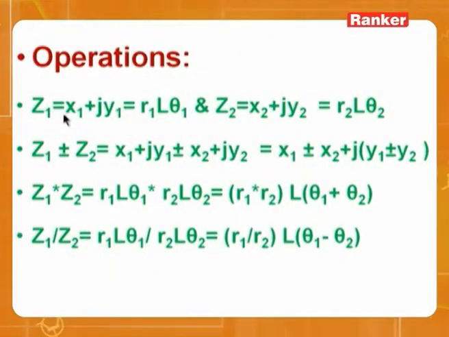Then operations. Suppose you have addition. How do you add them? Addition, subtraction is done in rectangular form. Multiplication and division is done in polar form. When you say Z1 plus Z2, it is X1 plus X2, j, Y1 plus Y2. If you multiply, R1 R2, angle theta 1 plus theta 2. If you divide, R1 by R2, angle theta 1 minus theta 2. So please follow these notations as we are going to analyze in AC analysis.